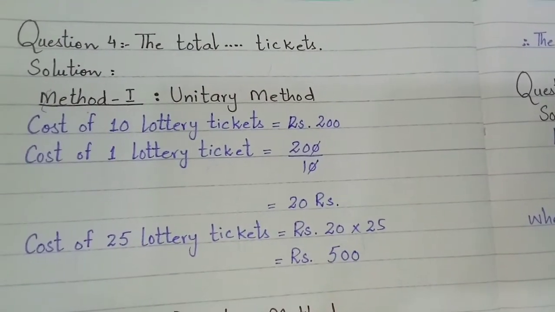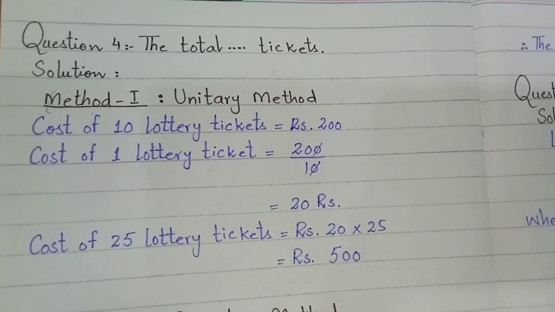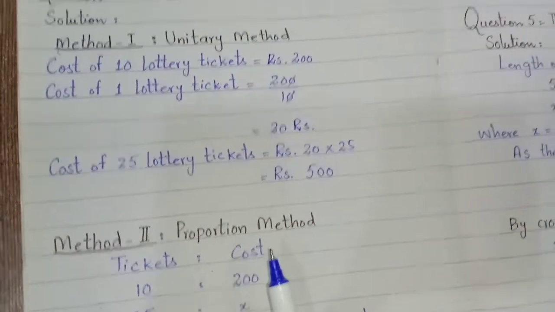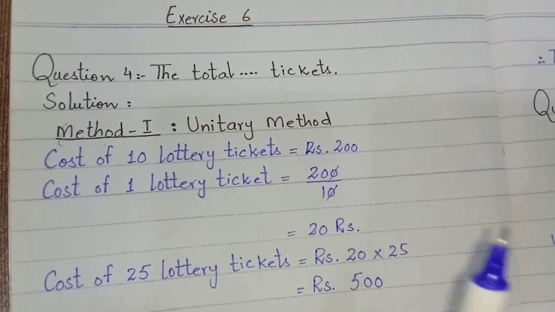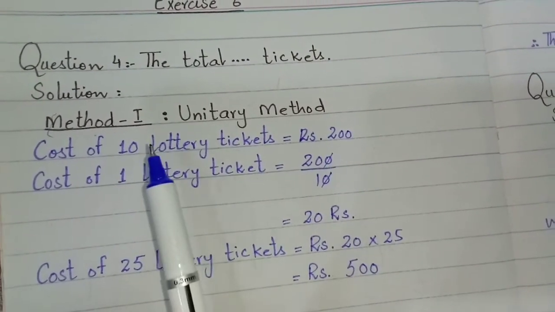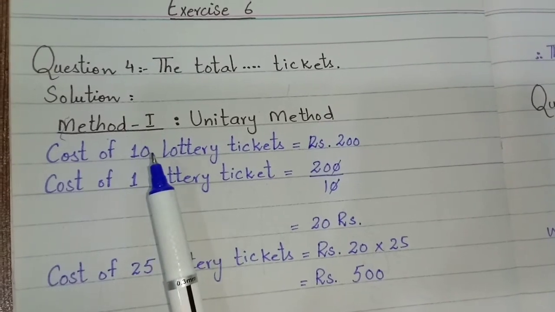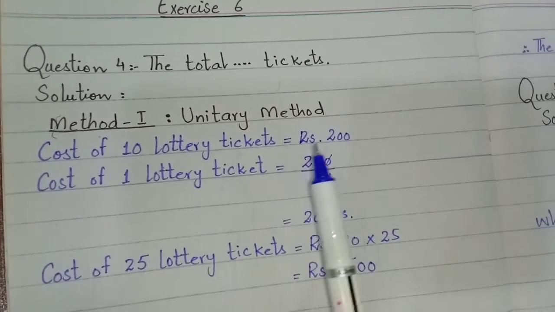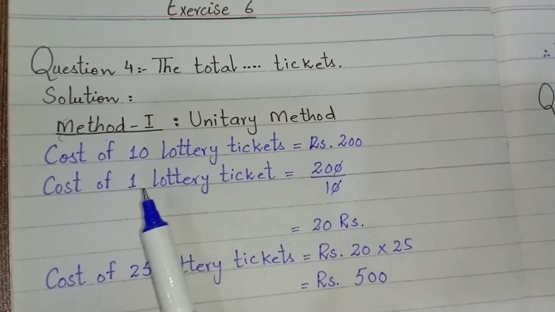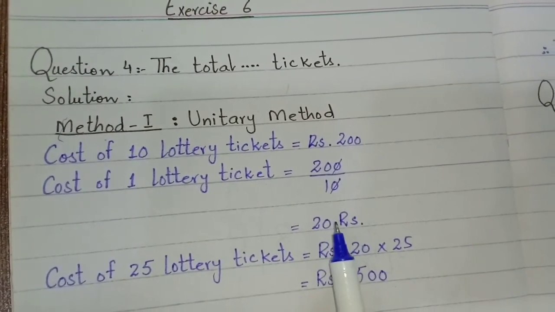So students, there are two methods. Method number 1 is the unitary method and number 2 is the proportion method. So method number 1, unitary method: the cost of 10 lottery tickets is rupees 200. First of all we have to find the cost of one lottery ticket, that is 200 divided by 10, and we get the answer 20 rupees. So the cost of one lottery ticket is 20 rupees.